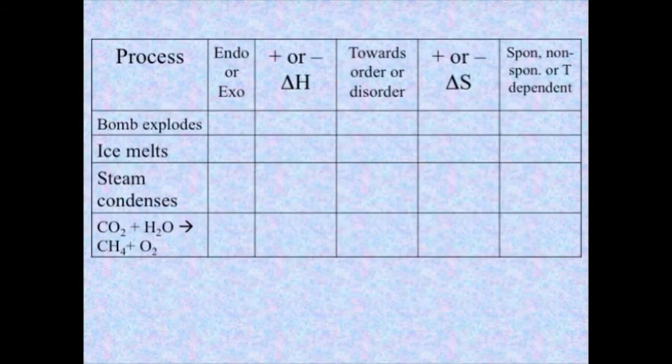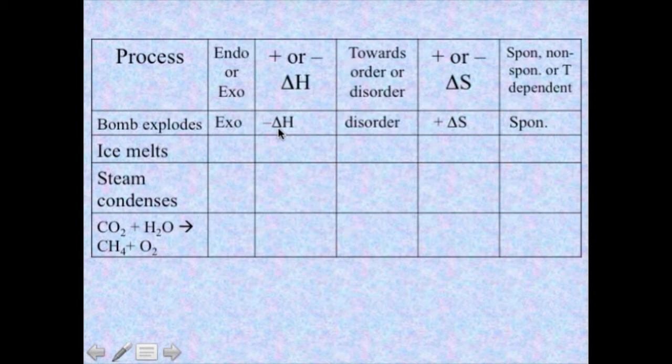As examples, let's look at the following processes. A bomb explodes. Is that endo or exothermic? Pretty darn exothermic. And is the change in enthalpy positive or negative? That will be a negative change in enthalpy. Is the change towards order or disorder? Very definitely toward disorder. So the change in entropy, is it positive or negative? It's going to be decidedly positive. This will be a spontaneous change.